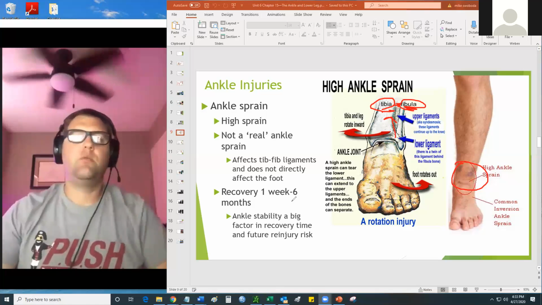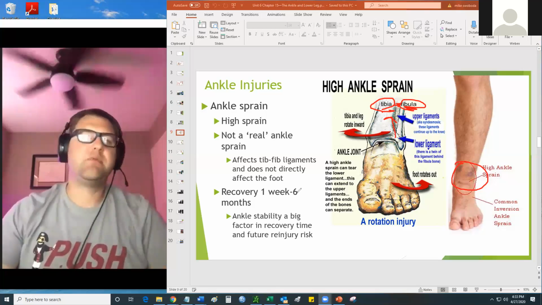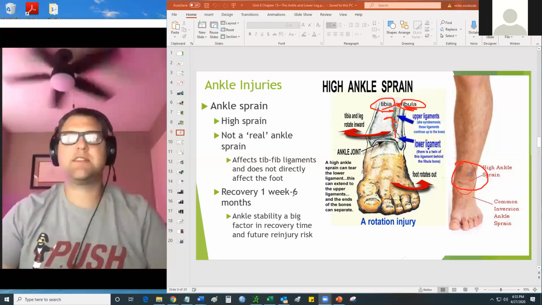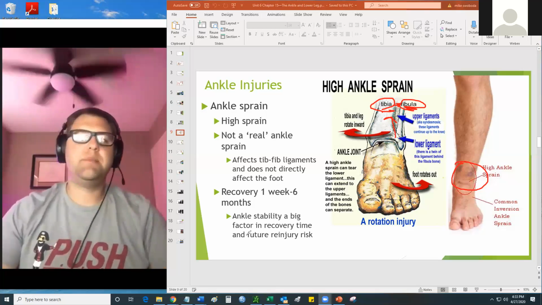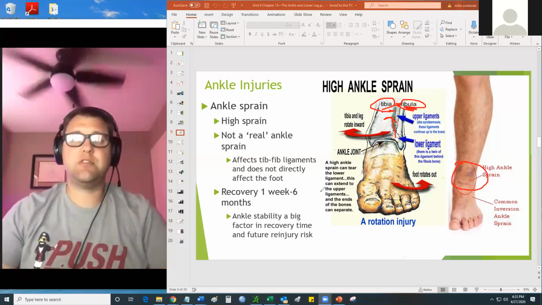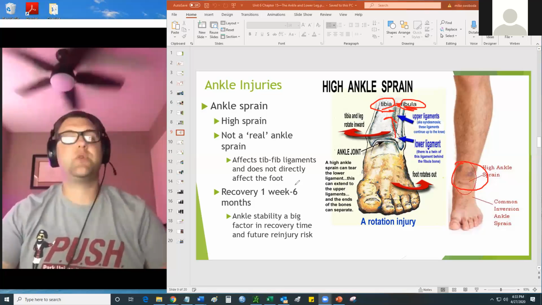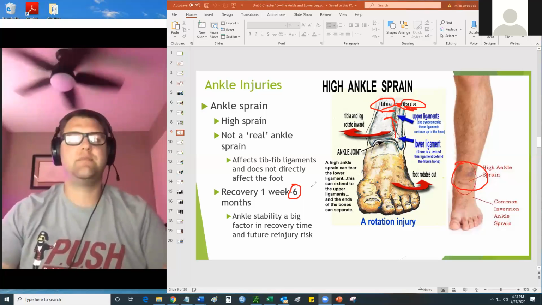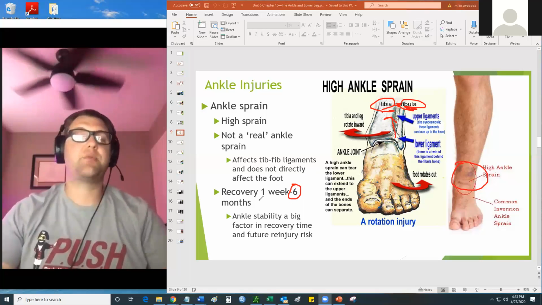Usually with this, it takes anywhere from about a week to 6 months, depending on the severity. And it's a big severity because if you have a fracture associated with this, like you break one of these bones, that's where you get closer to that 6-month place. If you just have a light sprain, usually about a week.